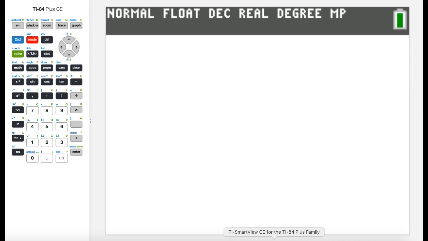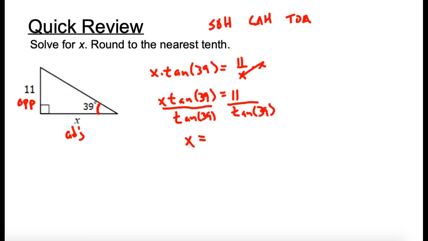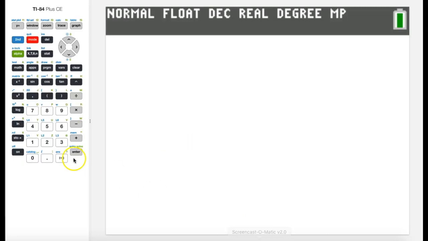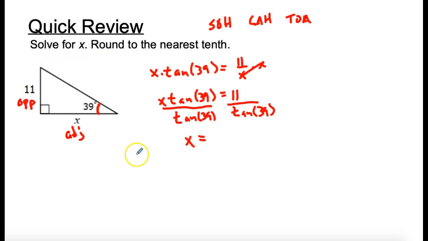So if we go to the calculator, remember, make sure you're in degree mode. So if you click on mode, degree should be highlighted. If it's not, use your arrow keys to get down there and press enter on it. So what were we doing? 11 divided by the tangent of 39. So 11 divided by tangent of 39 degrees gets me 13 point, and remember, rounding is important here. So if we're rounding to the nearest tenth, since the hundredths place is greater than 4, this would round up to 13.6.